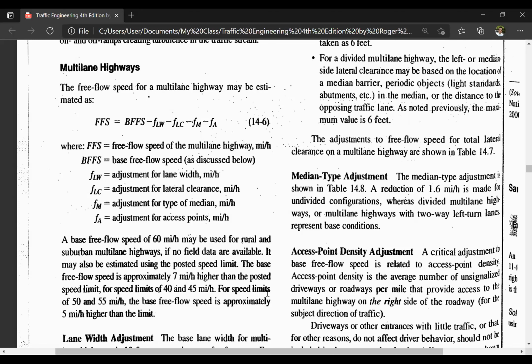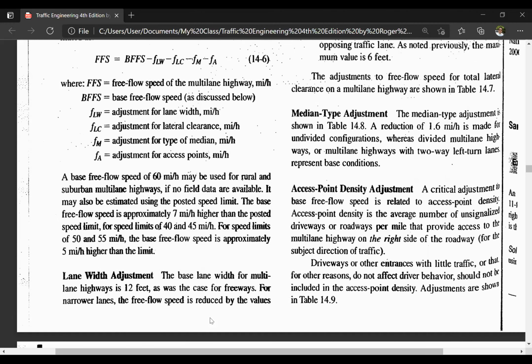But if the speed limit is 50 or 55, the best free flow speed is approximately just 5 miles higher. So there are 2 ranges: 40 and 45, 7 miles per hour higher; 50 and 55 would be 5 miles per hour higher. Any questions, guys? Maybe. Okay.